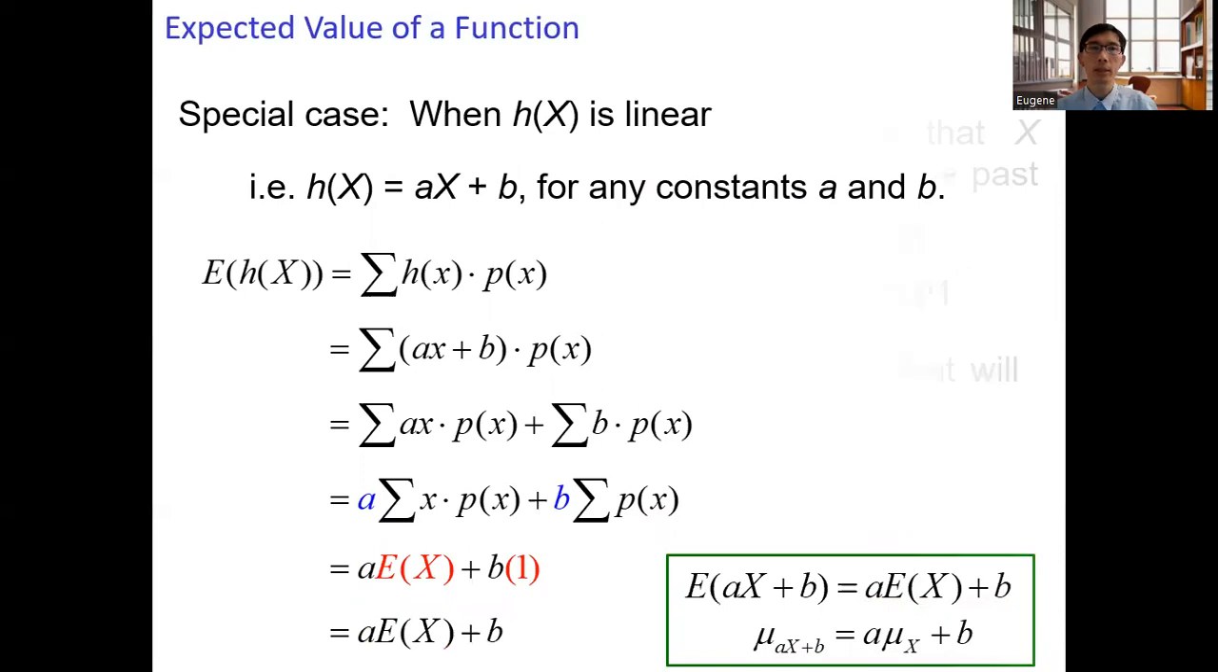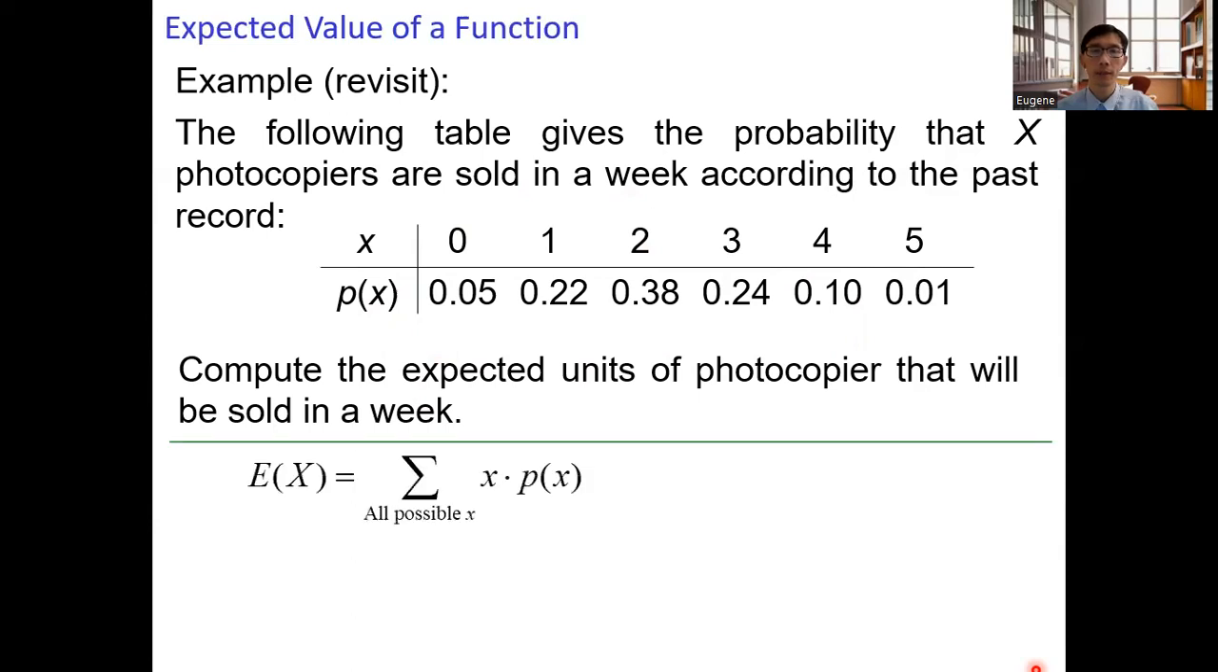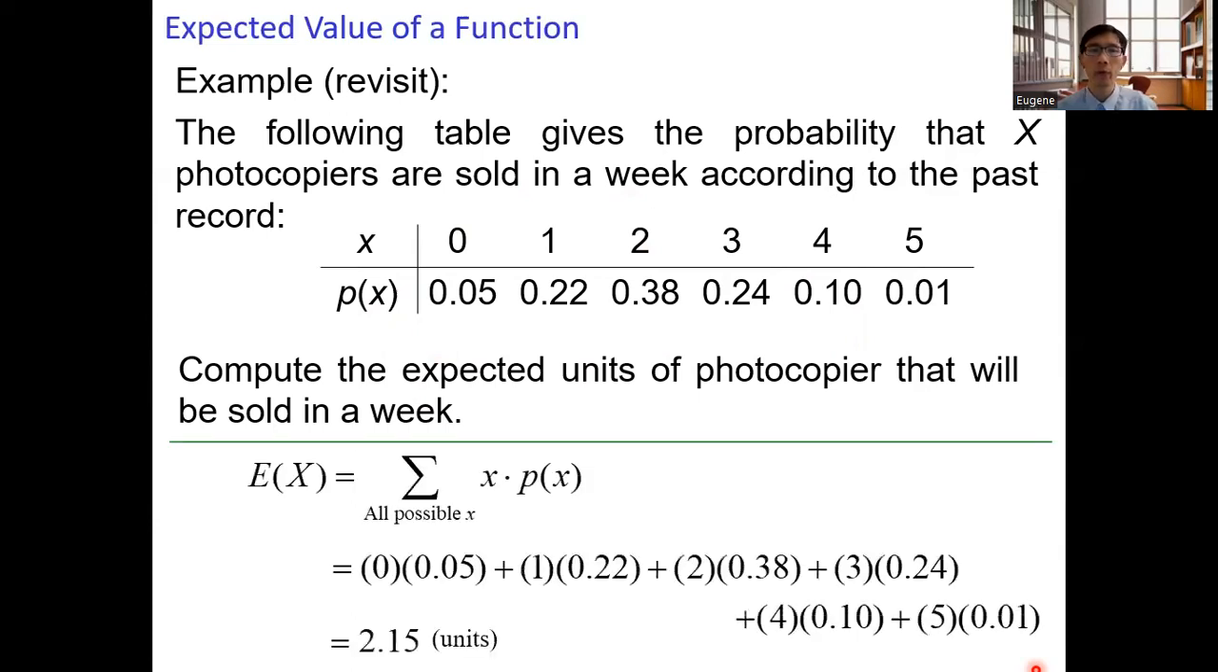Let's apply this formula with this example. We have gone through this example in the previous video. The following table gives the probability that X photocopiers are sold in a week according to the past record. And here we have the PMF. Compute the expected number of photocopiers that will be sold in a week. So we have done this before, and we get the expected value of X equals 2.15 units.